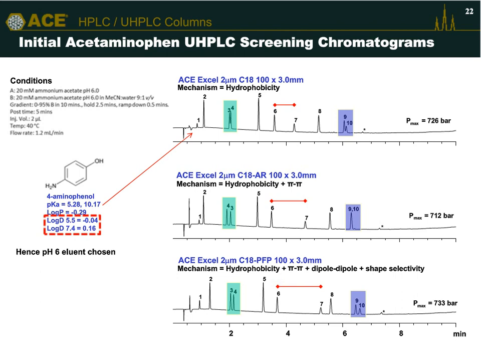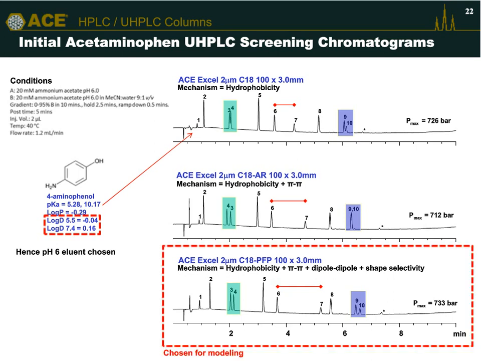As we look down the slide, we have the C18 on the top chromatogram, the C18AR in the middle, and the C18PFP at the bottom. We can see differences in the chromatography. In the green box, we can see peaks co-eluting and switching around between the different phases. The red bar shows differences in retention time or resolution between peak pairs, such as peak pair 6 and 7, and the purple box also shows some co-elution and some separation. Based on this initial screening data, we decided to choose the C18PFP for further work.